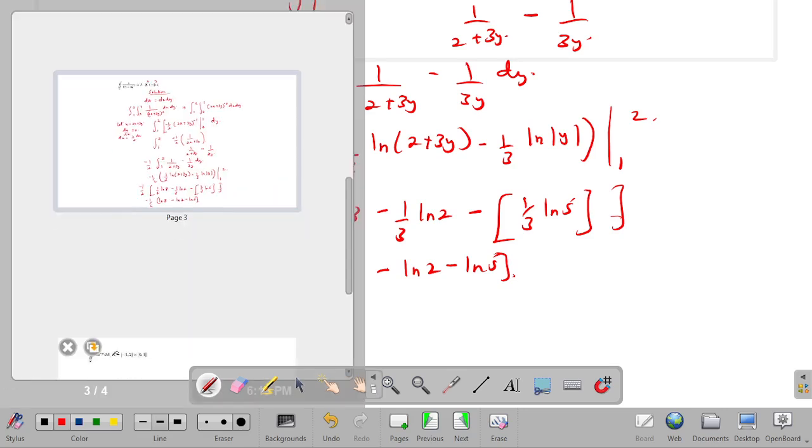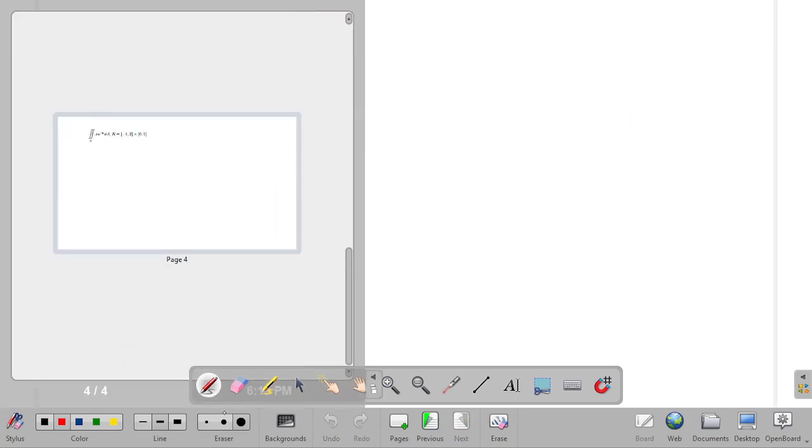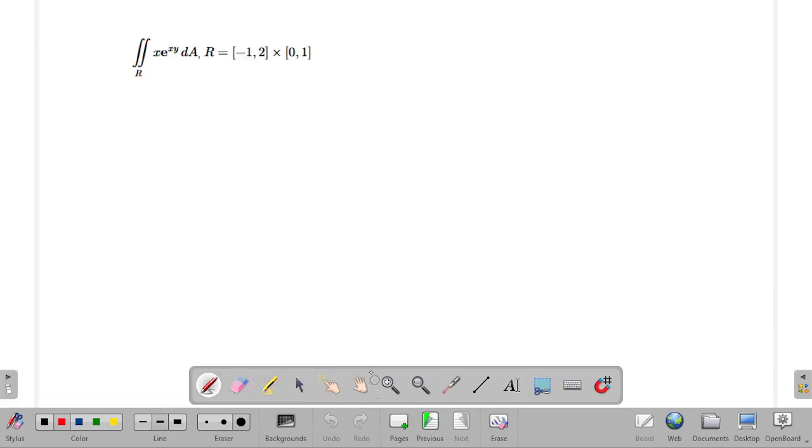Then finally, let's solve the last problem. We have this beautiful problem here. We have the double integral of x multiplying e to the power xy, dA. You've seen our region, right? So the first step is always for you to define your dA. Which one would you like to integrate first?